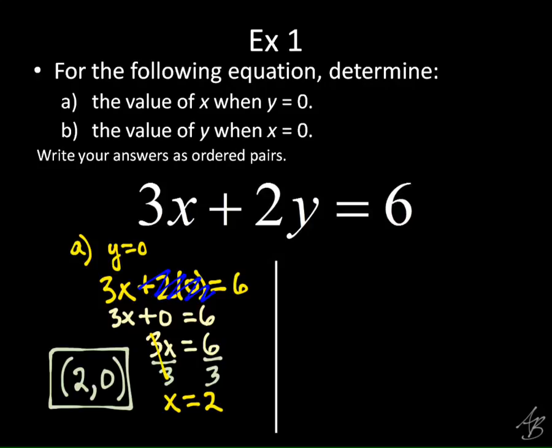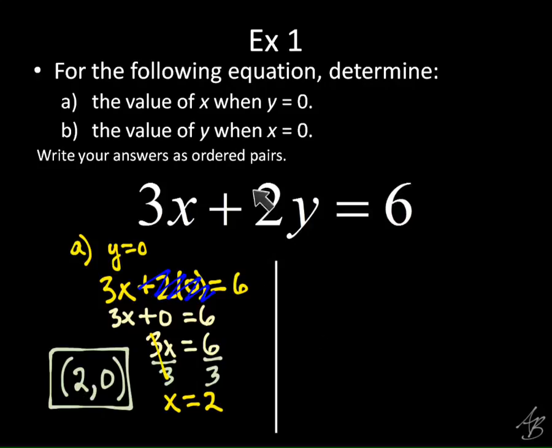So this is kind of like what we were doing in the function table last week, right? We put something into the equation, and then we solved that equation and got the other variable by itself, and then we wrote it as an ordered pair. The only difference is here we're putting 0 in for y, where last week we were putting numbers in for x. So we can still write our answer as an ordered pair, and what can we do with this ordered pair? We could graph it, right? We're not going to do that yet, but we'll get there.